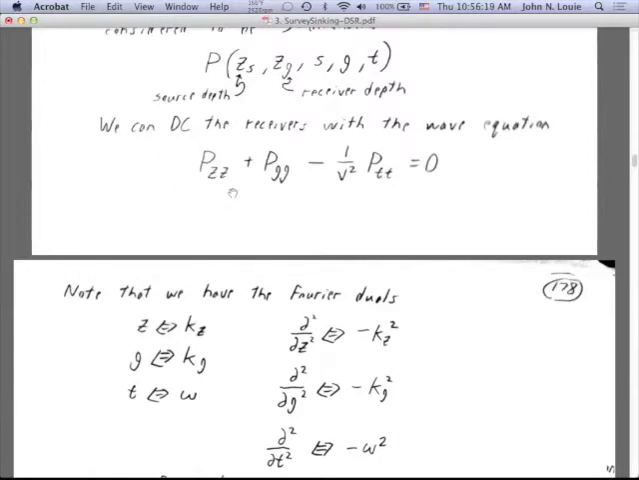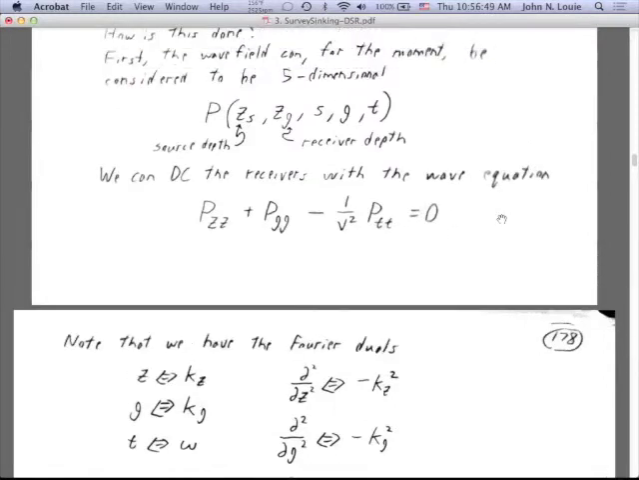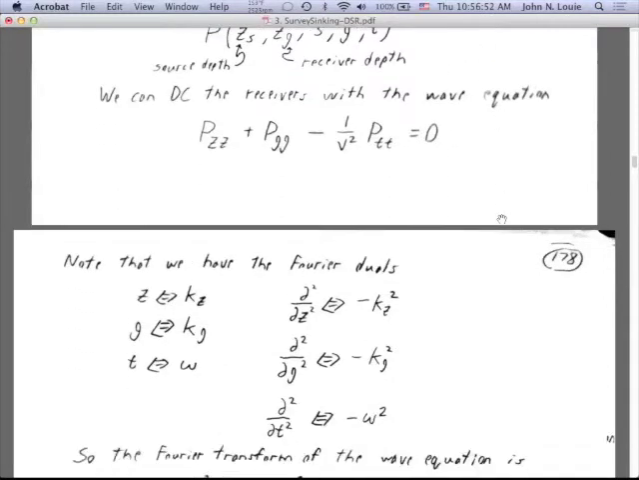This is shorthand here. P sub zz is shorthand for d squared p dz squared, and then plus d squared p dg squared. So this is the second derivative of the wave field in the z direction. That's the second derivative of the wave field in the receiver direction, and here is the second derivative of the wave field with respect to time, minus 1 over v squared d squared p dt squared. That's equal to 0. That's a receiver wave equation. The wave recorded at the receivers is going to look like that.